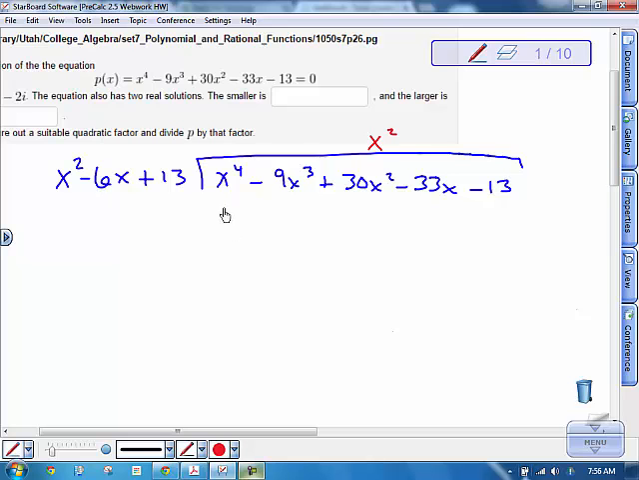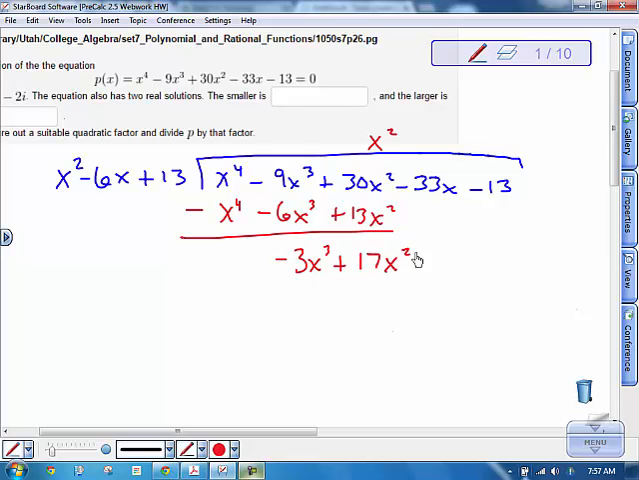Follow through. x squared times negative 6x gives me negative 6x to the third. x squared times 13 gives me 13x squared. Then I'm going to subtract. And those cancel. Negative 9 minus negative 6 is negative 3x cubed. 30 minus 13 gives you 17x squared. I'm going to drop down the minus 33x, and I'm going to start over. Do it again. What do I multiply by x squared to get negative 3x cubed? That would be negative 3x.